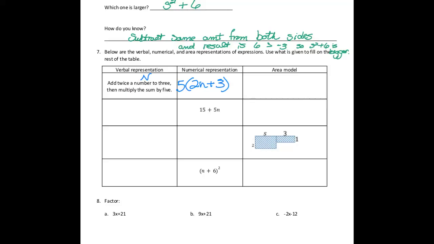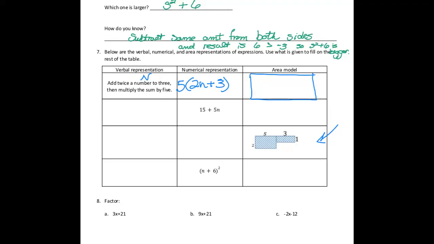Now, I need to show the area model. I need to draw a picture. This is the sketch that some of you were not doing in the homework for 1-3. When it says sketch, I'm looking for something like this, okay? So I want to show a rectangle that has a width of 5 and a length of 2n plus 3.